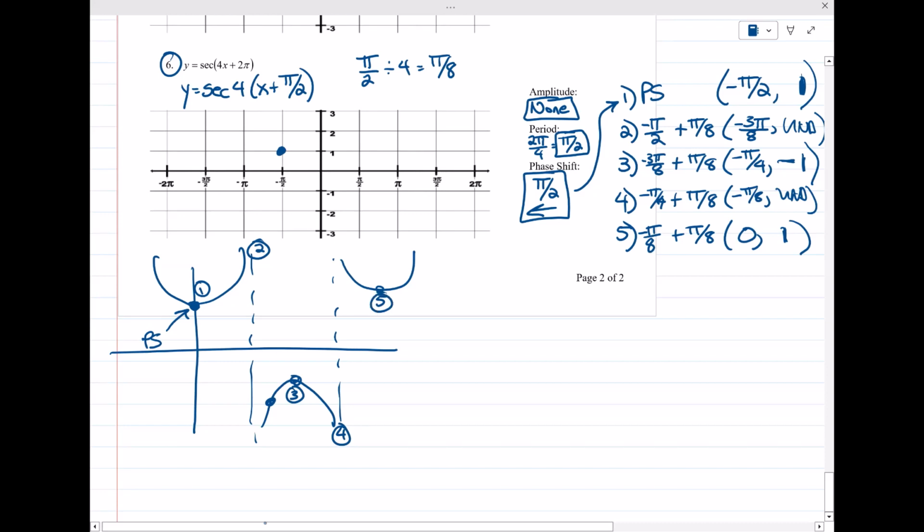So to graph this, negative pi over 2 is 1, negative 3/8 is undefined. Negative pi over 4 is negative 1. Negative 1/8 is undefined, so it's really, really skinny. So it'll look something like this.